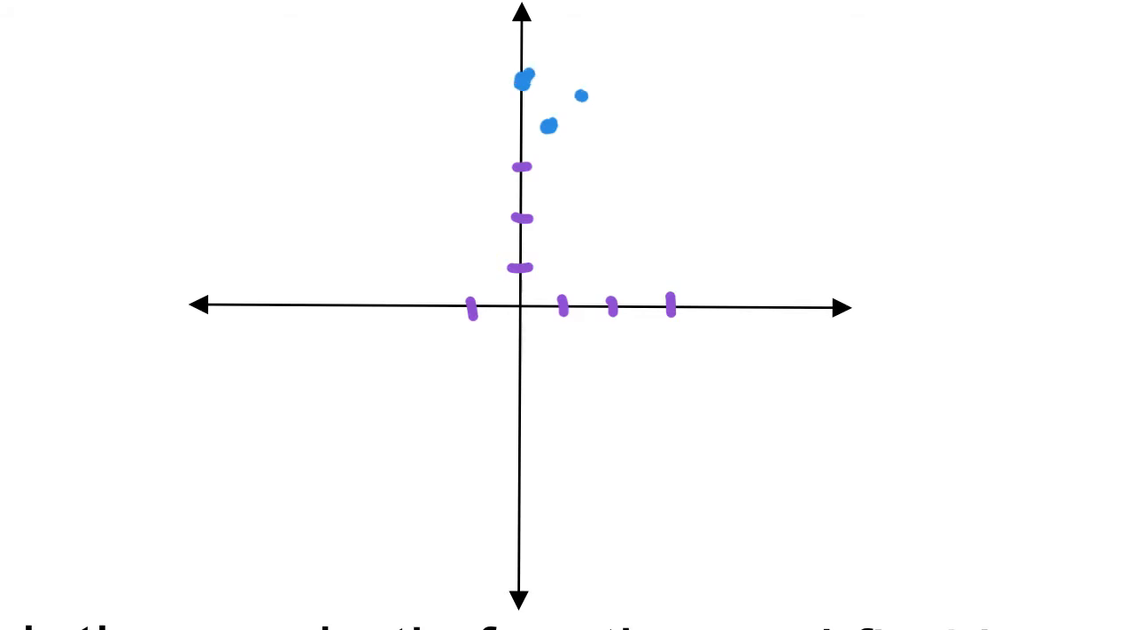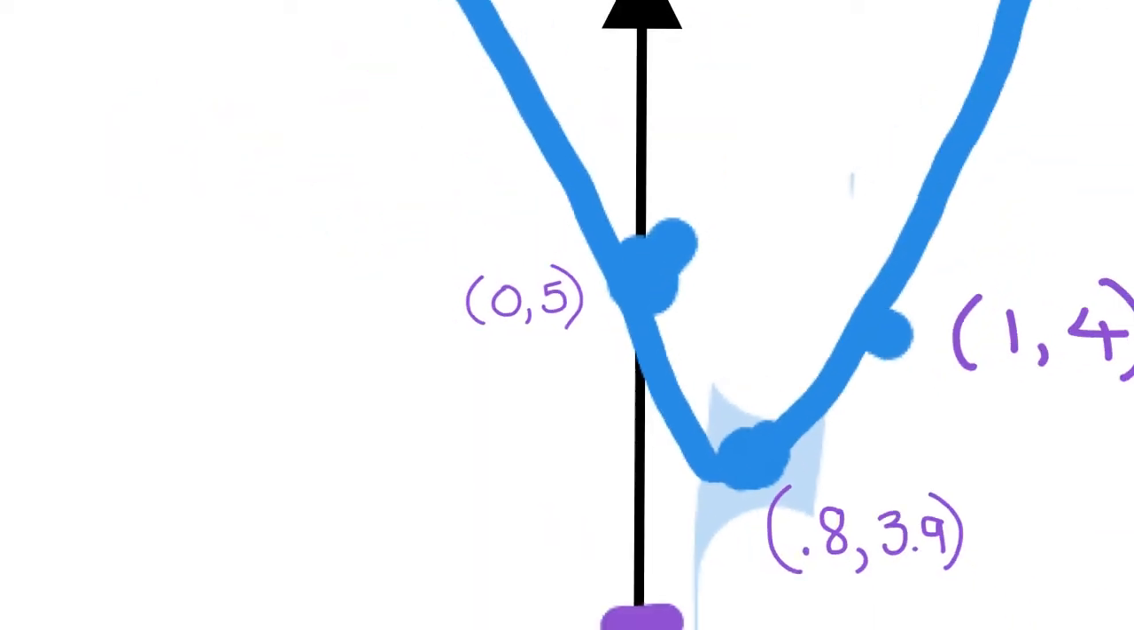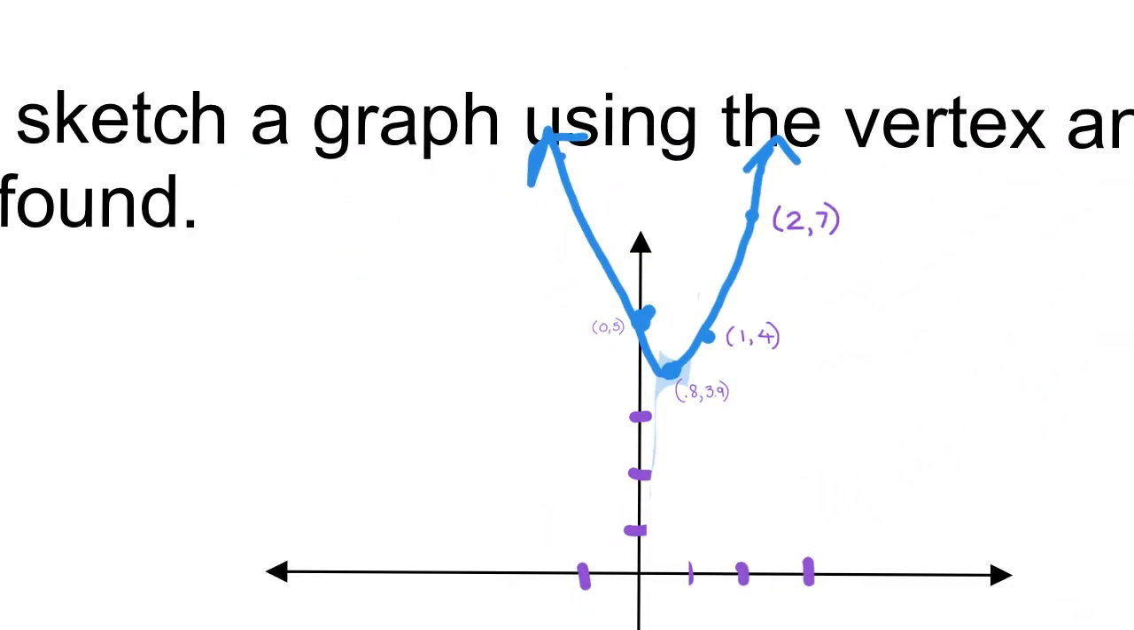And remember, this is the line of reflection, also known as the axis of symmetry. So each point on either side of that line will be mirror images of the other. Now you can carefully connect your points in the shape of a parabola. And lastly, you'll label some points on your parabola.